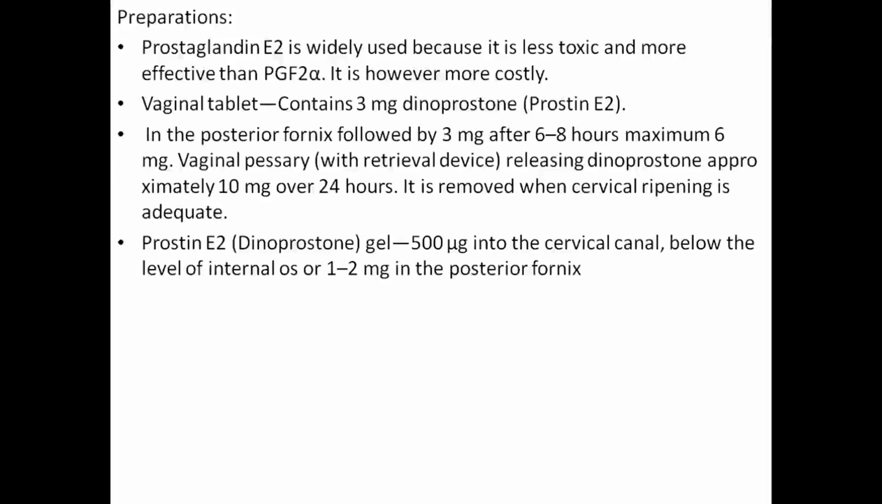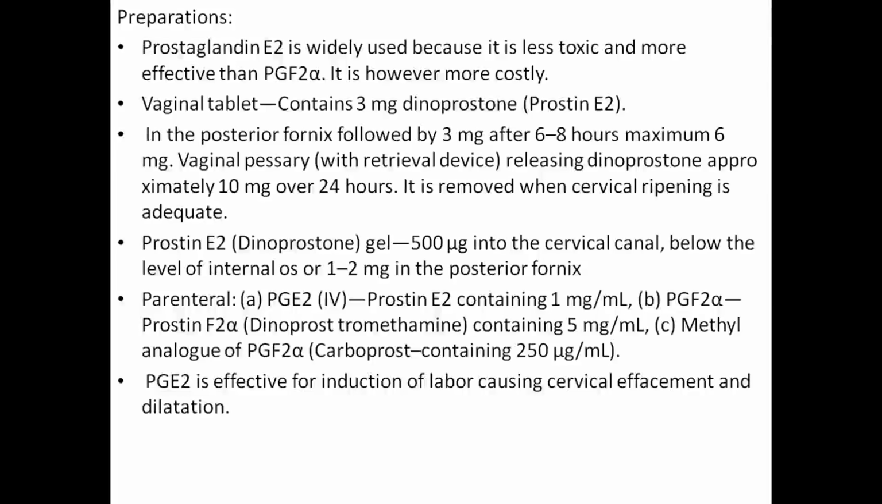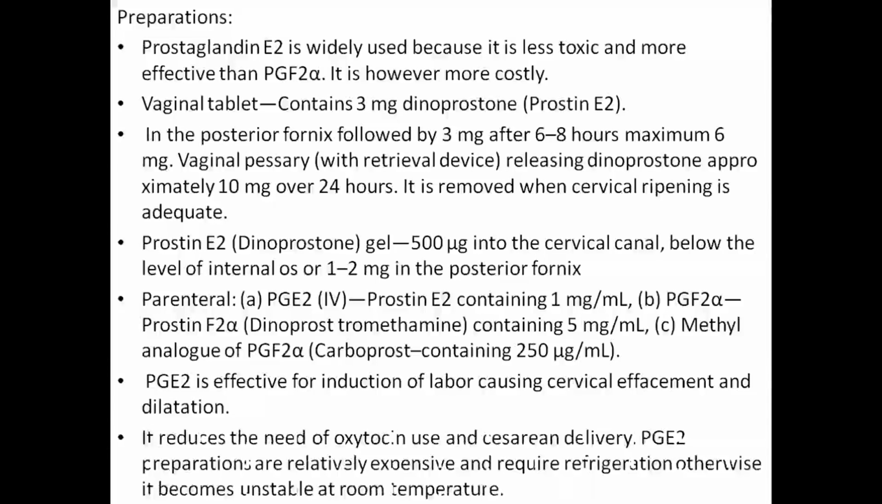Prostin E2 gel 500 microgram to the cervical canal below the level of internal os, or 1 to 2 mg in the posterior fornix. Parenteral PGE2, Prostin E2, contains 1 mg per ml, and PGF2 alpha, Prostin F2 alpha, contains 5 mg per ml, and the methyl analog of PGF2 alpha, carboprost, contains 250 microgram per ml. PGE2 is effective for induction of labor, causing cervical effacement and dilatation. It reduces the need for oxytocin use and cesarean delivery. PGE2 preparations are relatively expensive and require refrigeration, otherwise they become unstable at room temperature.